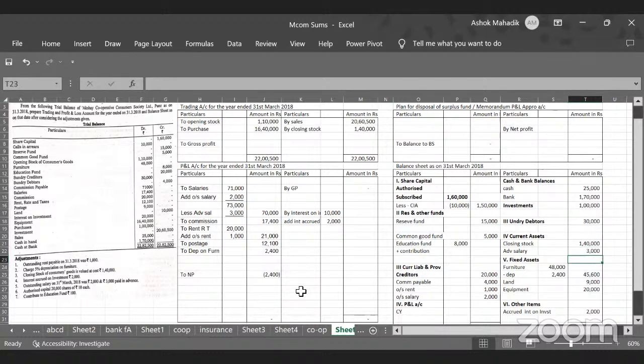Okay. Next is authorized share capital, 20,000 shares of 10 is, that is 2 lakh rupees. So I'll write in outer column 2 lakh rupees. Double underline it. And it should not be taken in the total. Clear? Okay, next.